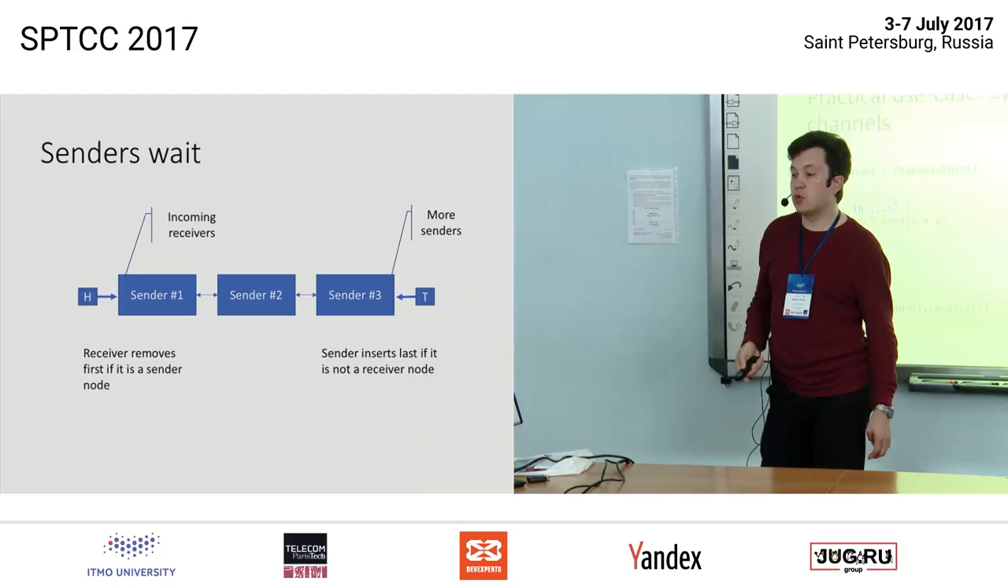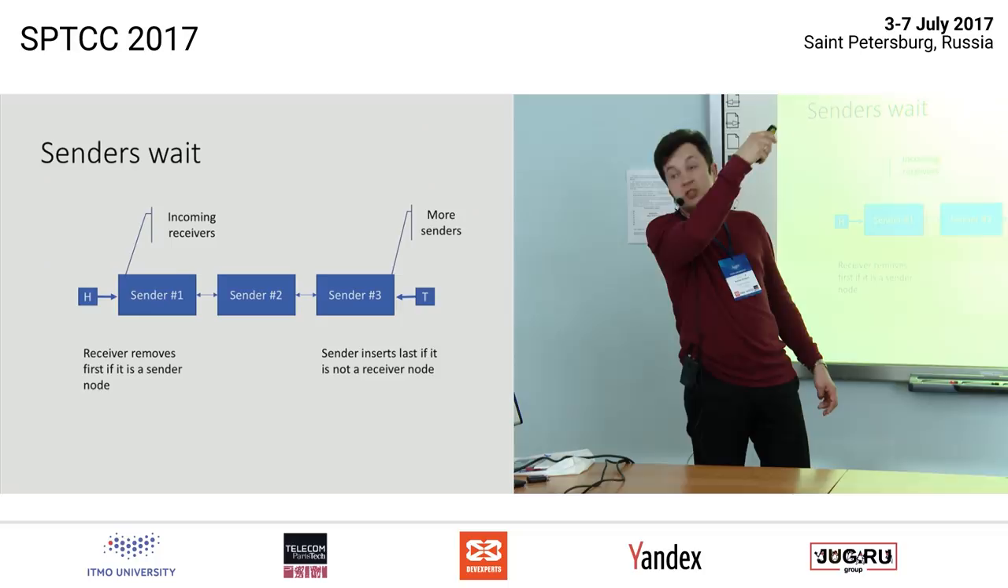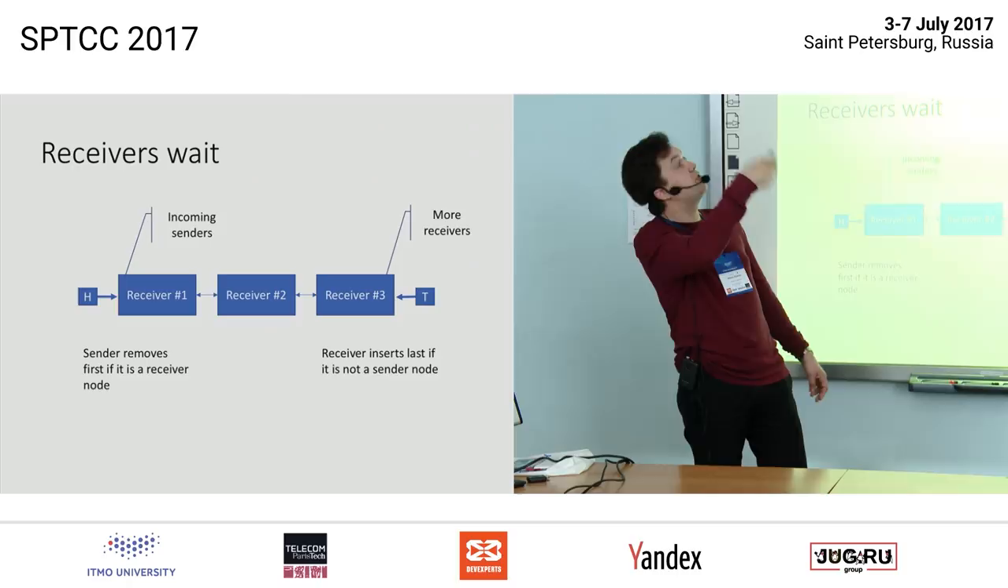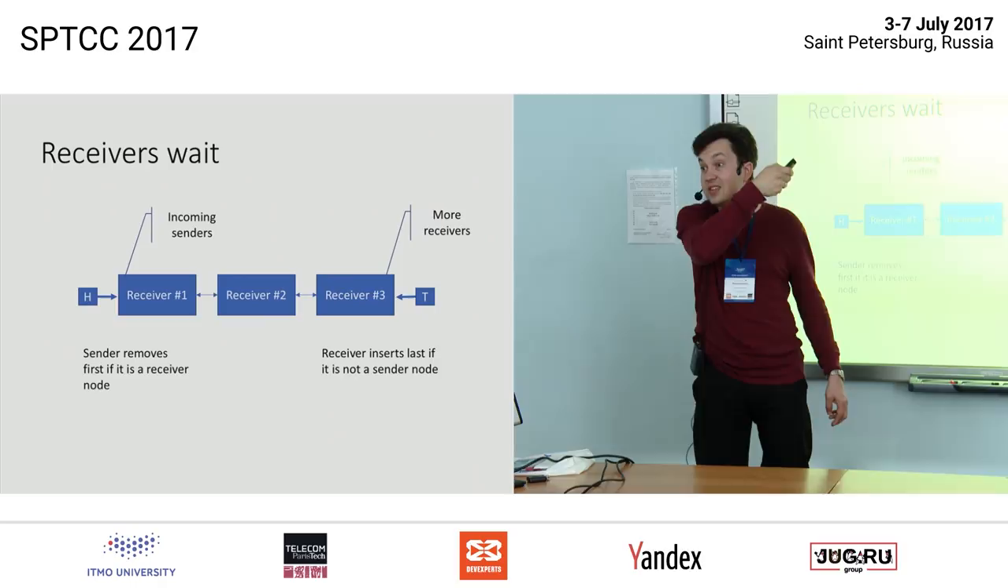The rendezvous is one-to-one, so that's why we have a queue. So we have a queue of senders. If a receiver comes in, it removes the sender from the list, resumes the sending coroutine, and goes on. If receivers are waiting and senders come in, it removes the receiver from the list, resumes this one receiver, and the other receivers keep waiting.